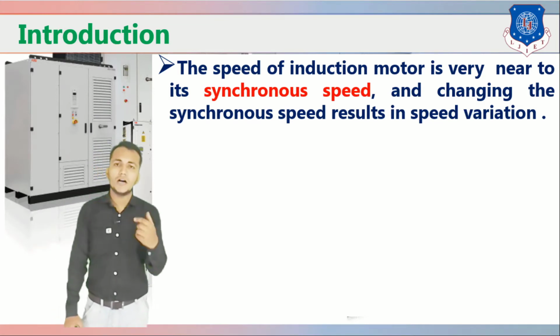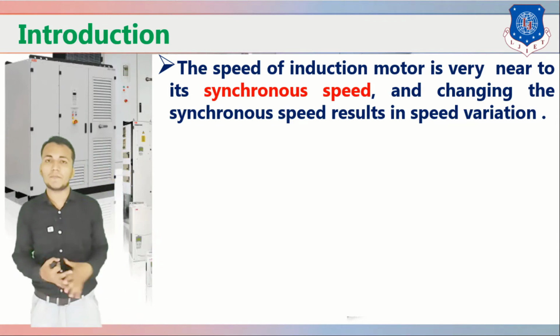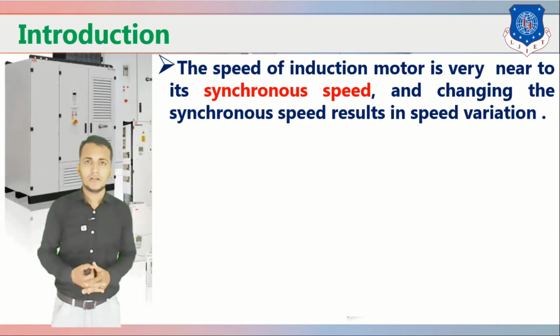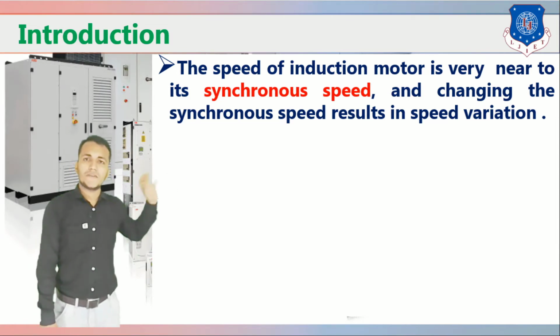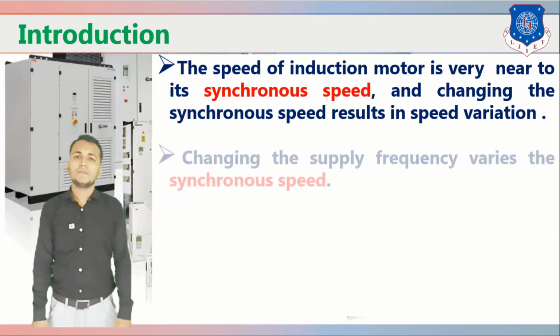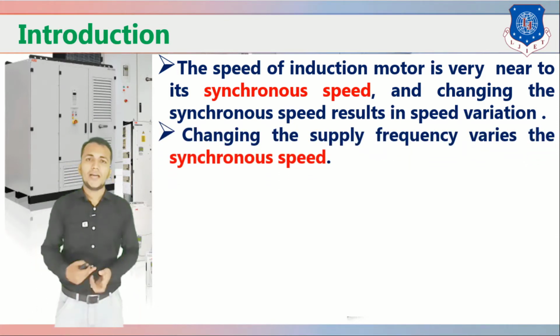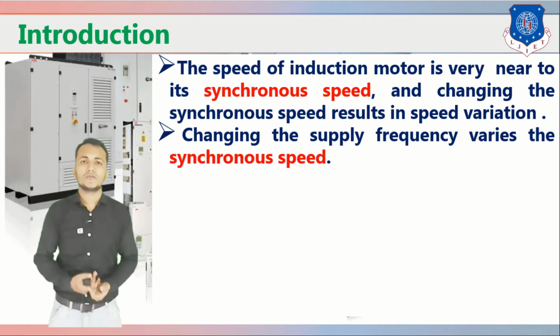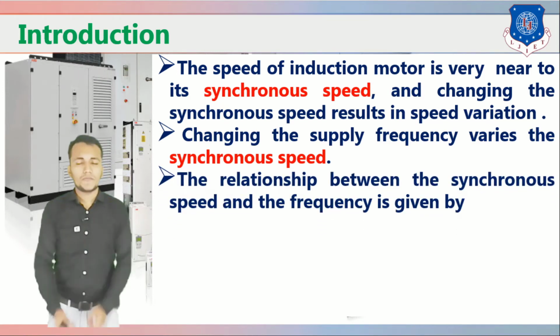So we have the equation: slip s is equal to Ns minus N divided by Ns. So we can say that the induction motor speed is very near to the synchronous speed. So changing the supply frequency varies the synchronous speed, and that's why we can vary the speed of the induction motor.